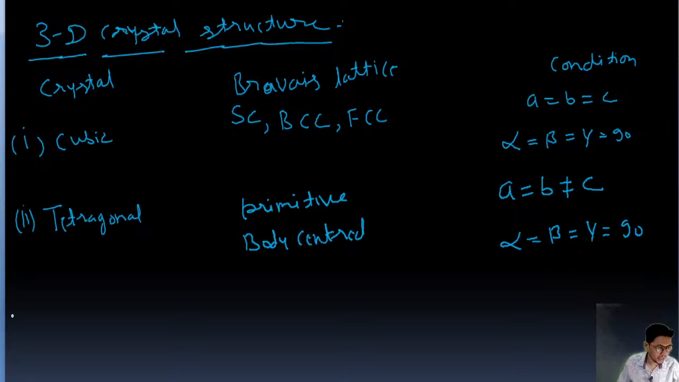Now, there are seven crystal systems, and they have Bravais lattices corresponding to those crystals.